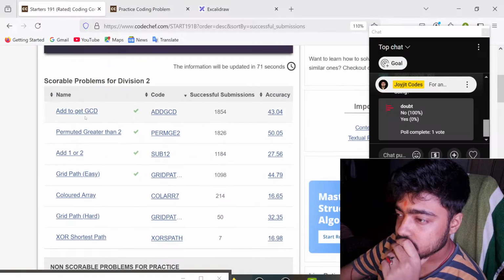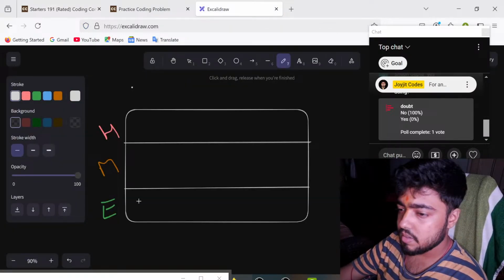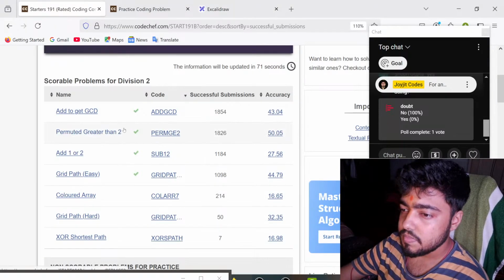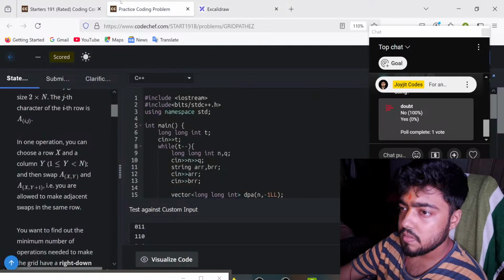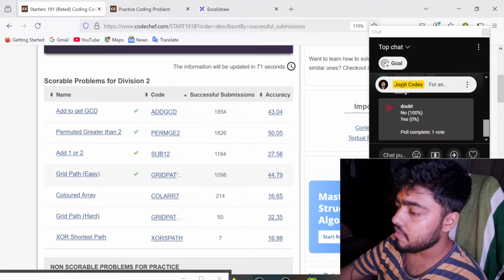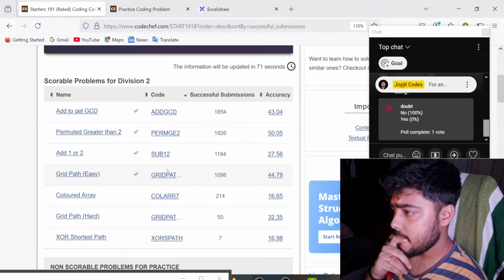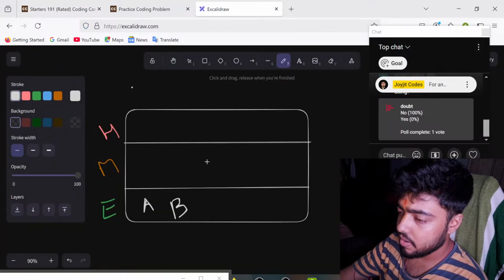Add to get GCD. Okay. Easy question. Permuted. Easy question. Add one or two. Add one or two was, okay, the one that I was explaining, right? That is a medium one.